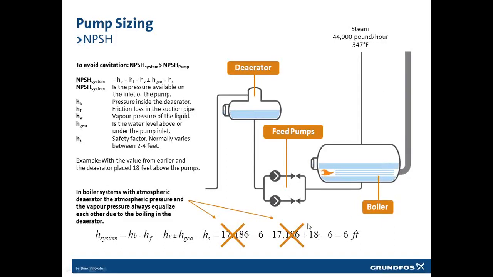Then we have 18 feet in geographical height. Then we take out 6 feet as a safety factor. And we have our 6 feet as friction loss. That means that we end up with a system head in front of our pump of 6 feet. And let us see if that is sufficient to size a proper feed pump.